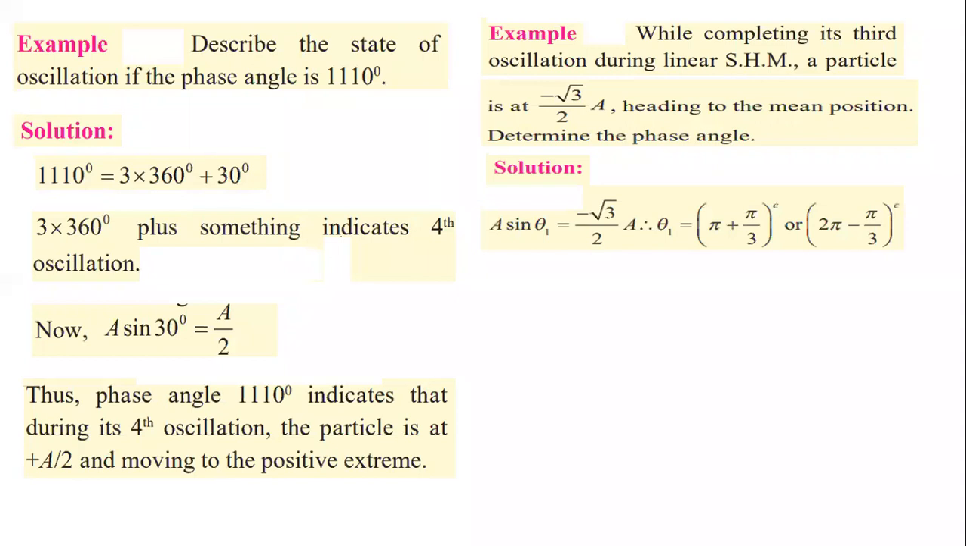So here we use the formula x is equal to a sine omega t. In a sine omega t, this omega t indicates the total phase. Now if we substitute, this is the formula. By using this formula, we can determine here theta is equal to pi by 3.